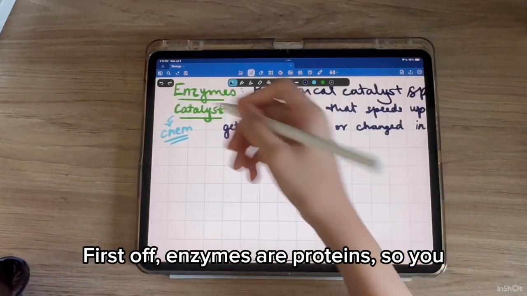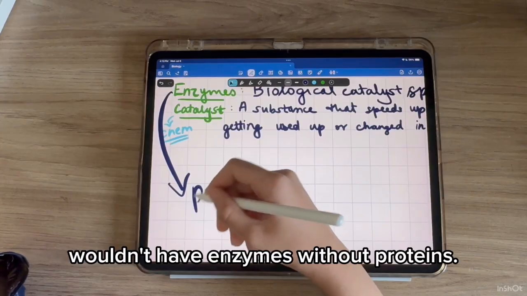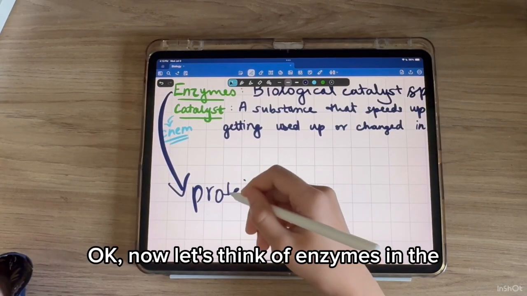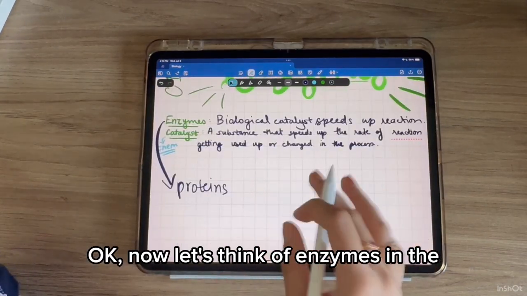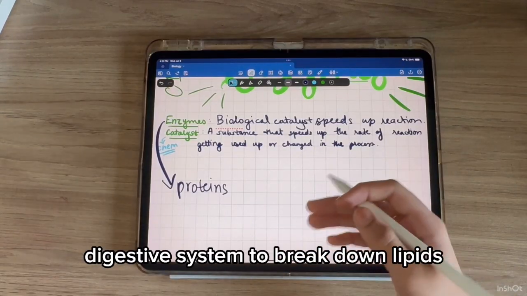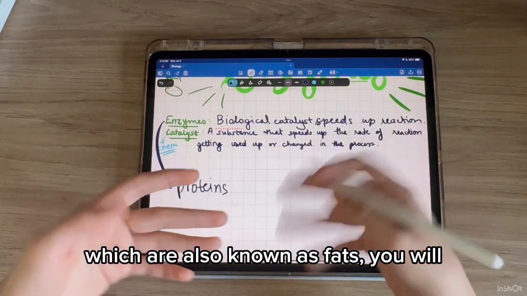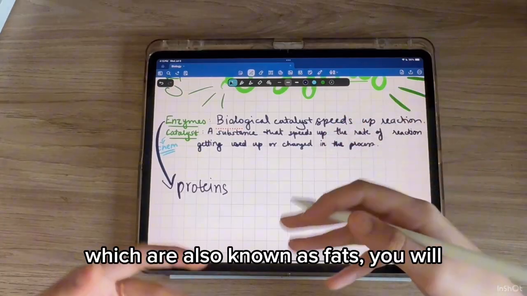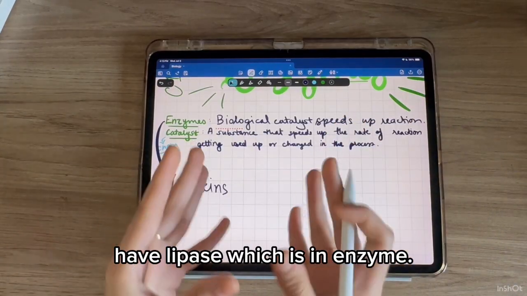First off, enzymes are proteins. So you wouldn't have enzymes without proteins, okay? Now, let's think of enzymes in the case of ourselves. If we look at our human digestive system, to break down lipids, which are also known as fats, you have lipase, which is an enzyme.